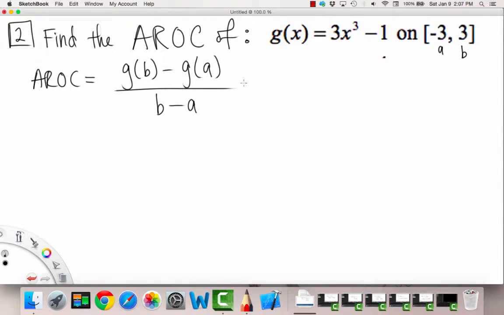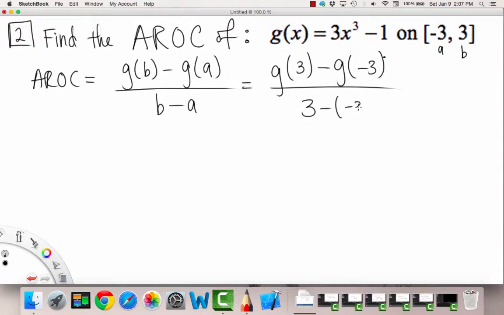Okay, and this is going to be with actual numbers: g(3), that's b, minus g(−3) for a, and then 3 minus −3, so that'll be plus on the bottom there. Now we need to figure out what g(3) and g(−3) are, and we do that by plugging those into our function.